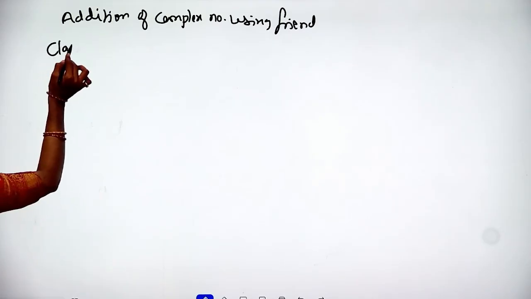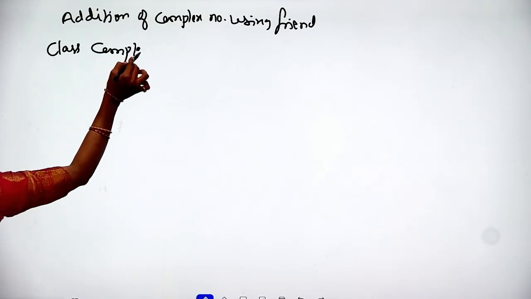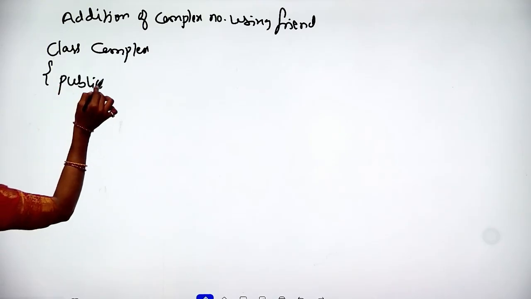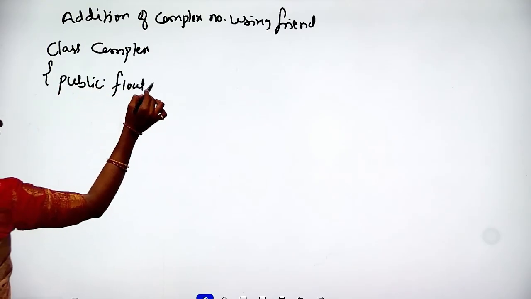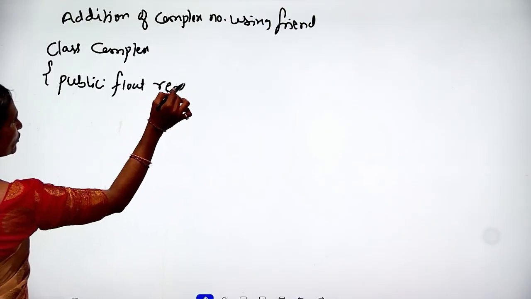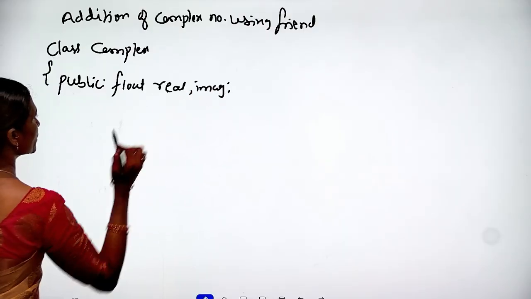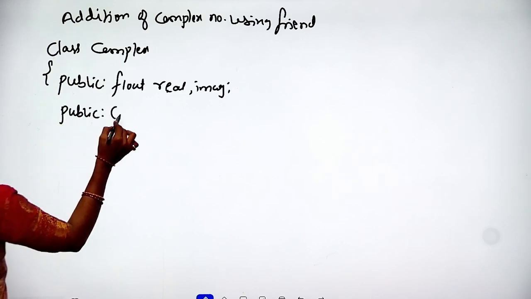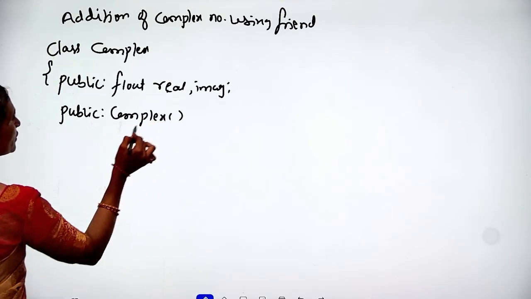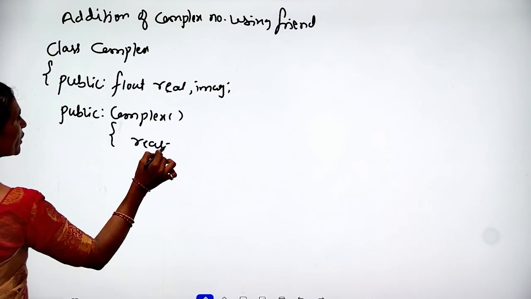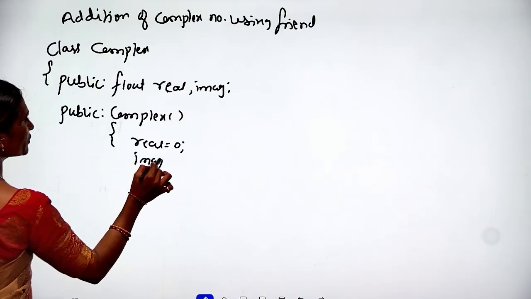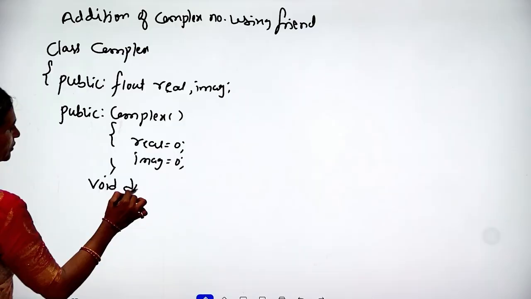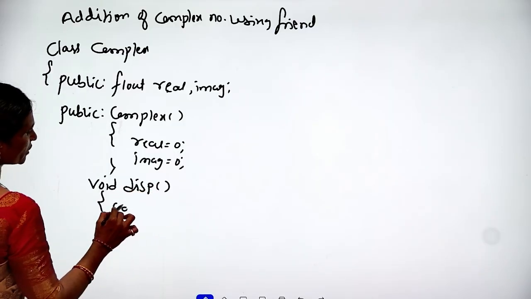So the class name is Complex. How many variables are required? We need two variables, public, of type float, for the real and imaginary parts. And let's take a constructor to initialize the variables initially. Complex is the default constructor where the initial value of real is 0 and imaginary is 0. And let's have the display method.